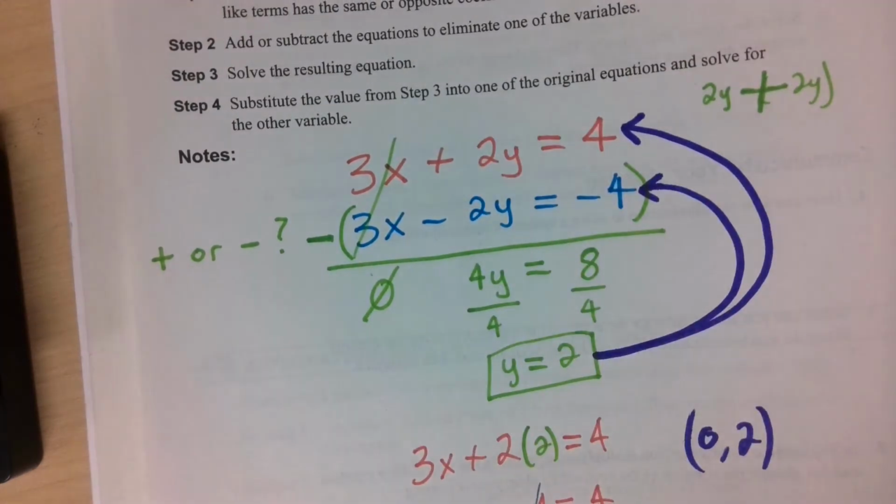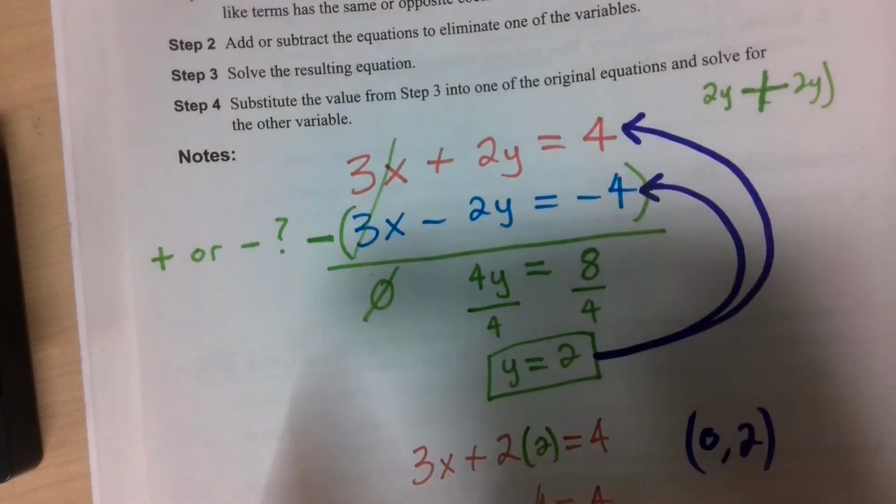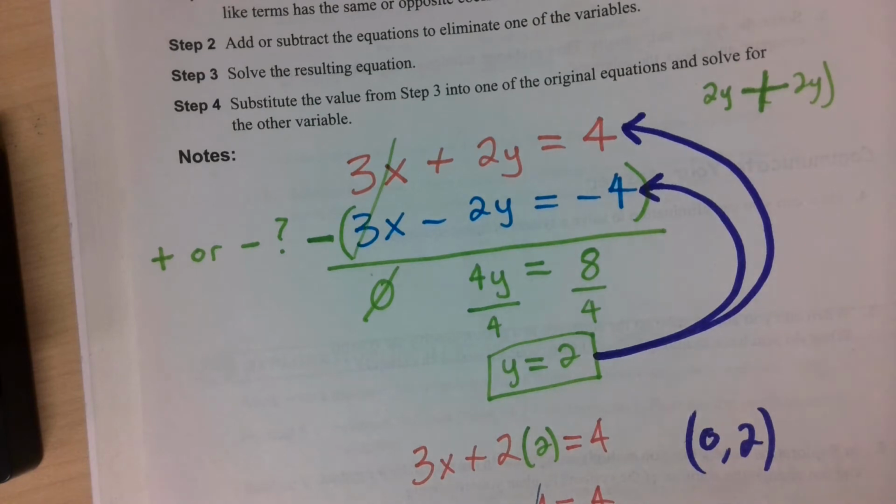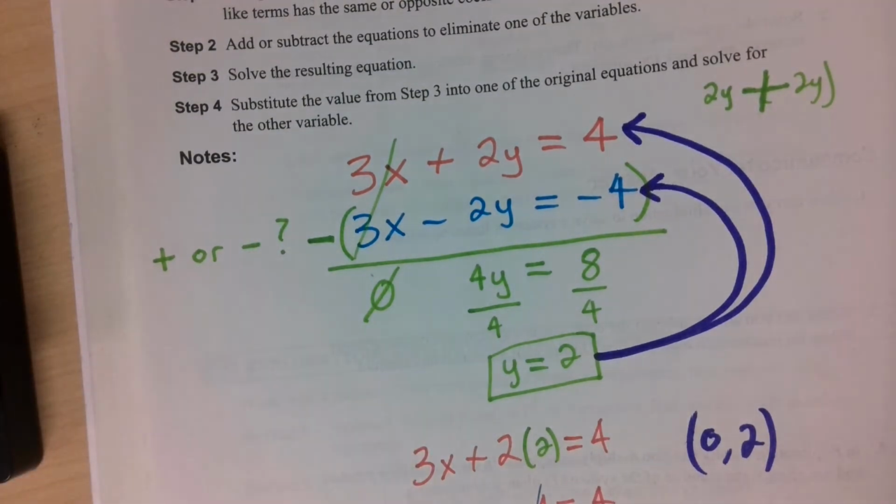The key is, you want to look for something to eliminate. In other words, you're looking for the same coefficient. Once you see the same coefficient, you can cancel them out or eliminate them by adding or subtracting.